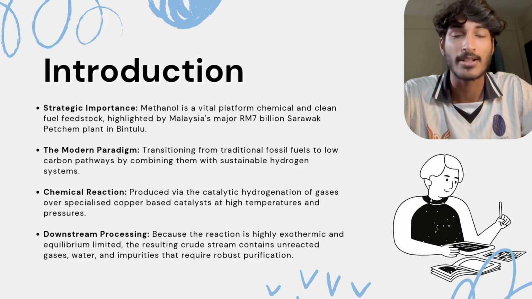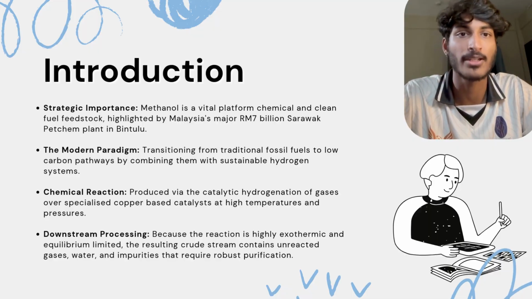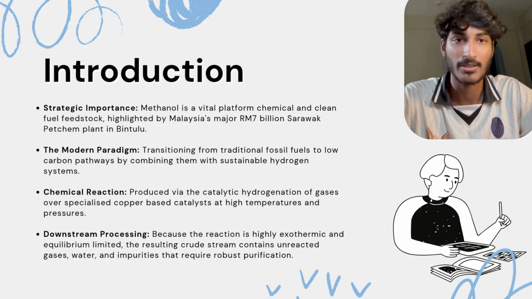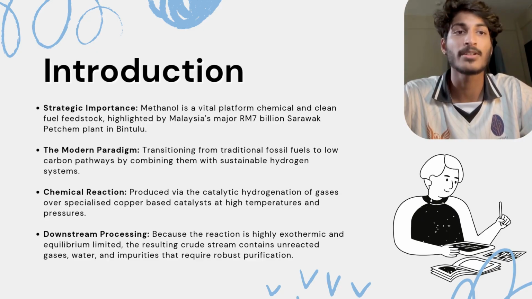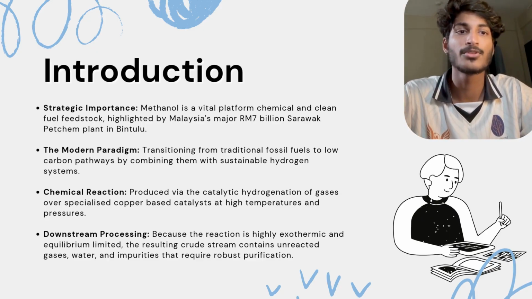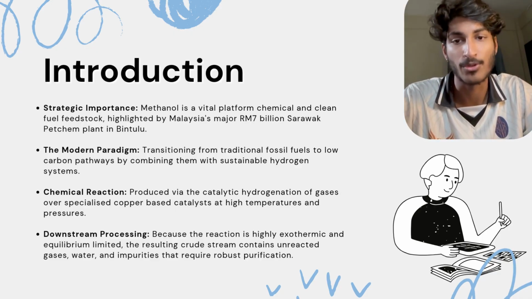The third one is chemical reaction: product produced via the catalytic hydrogenation of gases over specialized copper-based catalysts at high temperature and pressures. Downstream processing is the fourth point. Because the reaction is highly exothermic and equilibrium limited, the resulting crude stream contains unreacted gases, water, and impurities that require robust purification.